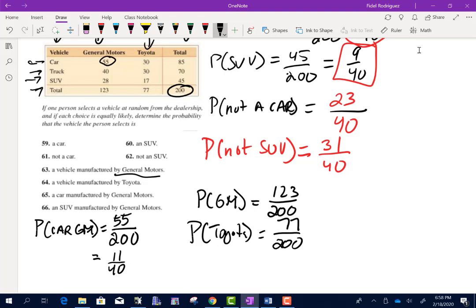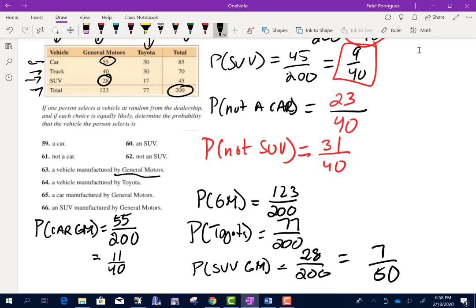And then for 66, it says, what's the probability that it's an SUV made by GM? Okay, again, we still have a total of 200 vehicles. SUV made by GM is going to be 28. We can divide them both by 4. So 4 goes into 28, 7. 4 goes into 200, 50. So 7 over 50.